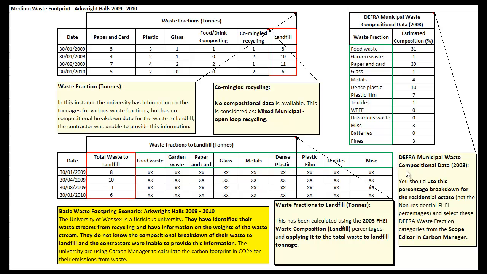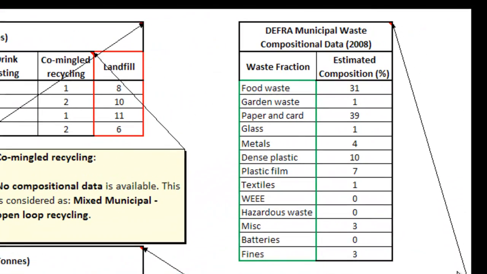So you can use these percentage breakdowns for your residential estate and select these landfill categories from the scope editor in Carbon Manager. I'll show you how to do this later. As you can see, there are more waste fractions from landfill from the residential estate that you need to consider. For example, food waste, dense plastic, plastic film and textiles amongst others.